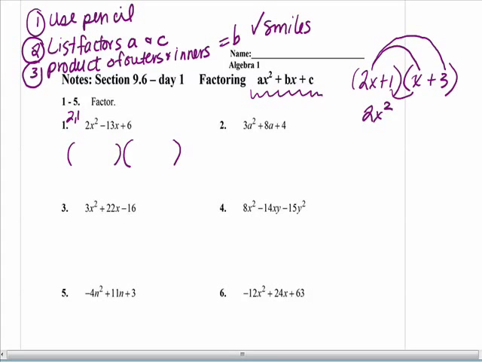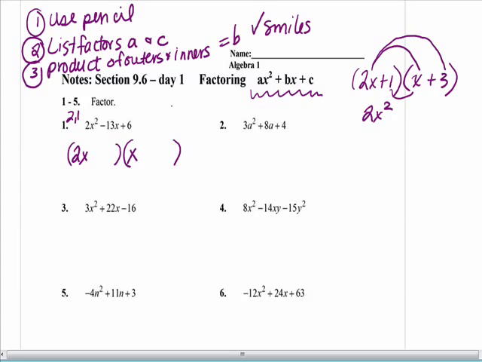So, like I mentioned before, we're lucky in number 1 because the coefficient of x squared is prime, meaning go ahead and commit to 2x and x, because we know that 2x times x will make 2x squared. You're going to anchor your parentheses with 2x and x. Now 6, we have two factor pairs, right? 2 and 3 and 6 and 1.